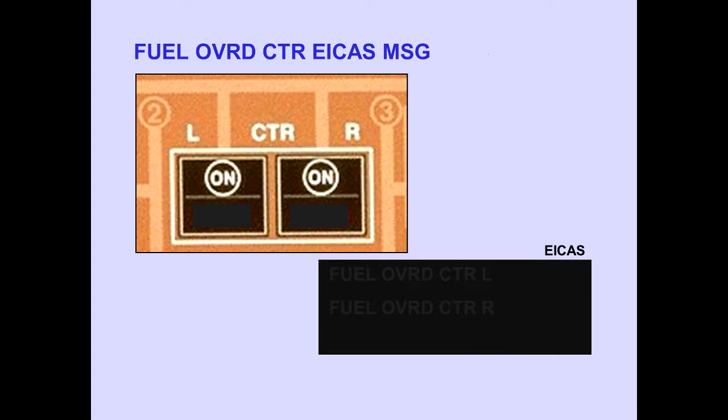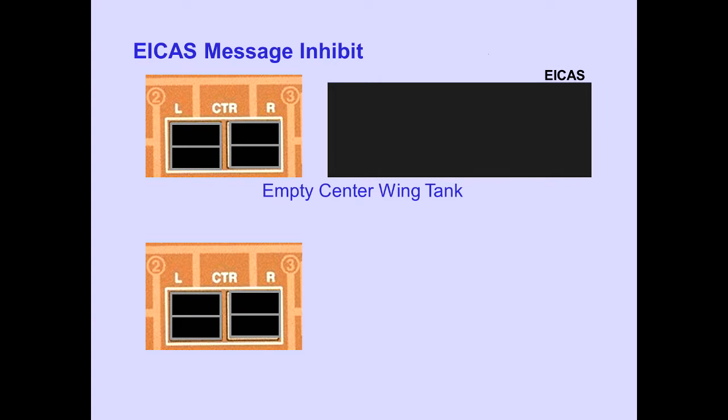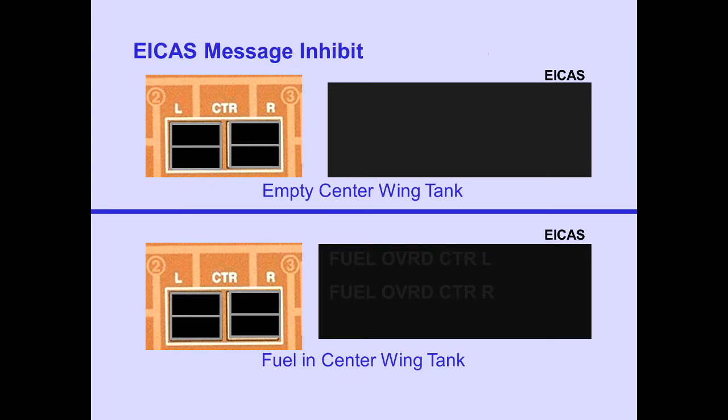The ICAS advisory message, fuel override center, indicates a center wing tank pump output pressure is low. The low pressure light also illuminates. With no fuel in the center wing tank and the override jettison pumps off, the message and light are inhibited. With fuel in the center wing tank and the override jettison pumps off, the message is displayed. The low pressure lights do not illuminate.